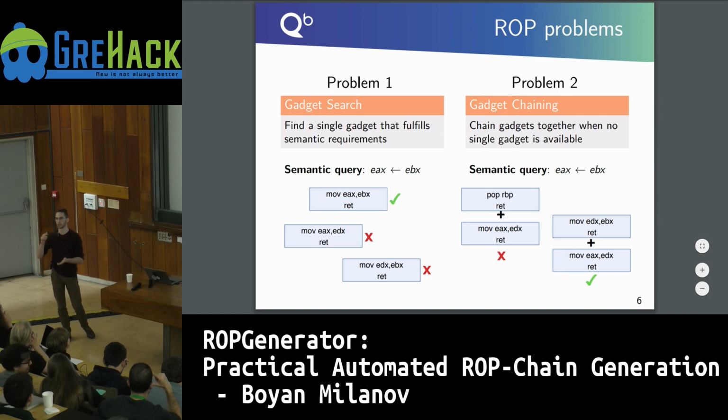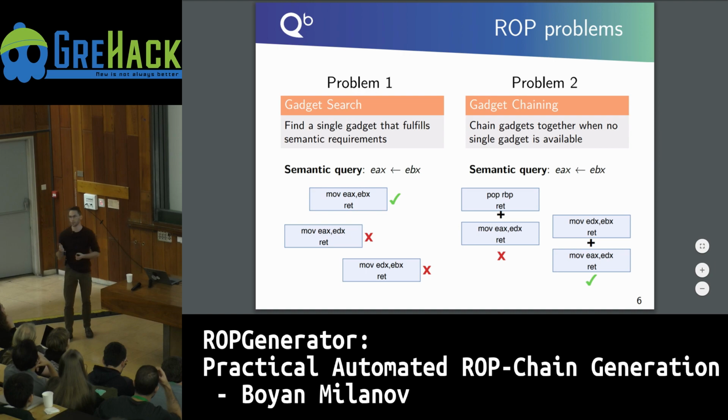That's the first problem. The second problem is gadget chaining, and it corresponds to the case where you don't have a single gadget that can do what you want. So you will have to execute several gadgets in order to emulate the operation that you want to do. For example, if you want to put EBX into EAX, you might use a gadget that first moves EBX into EDX, and then another gadget that moves EDX into EAX.